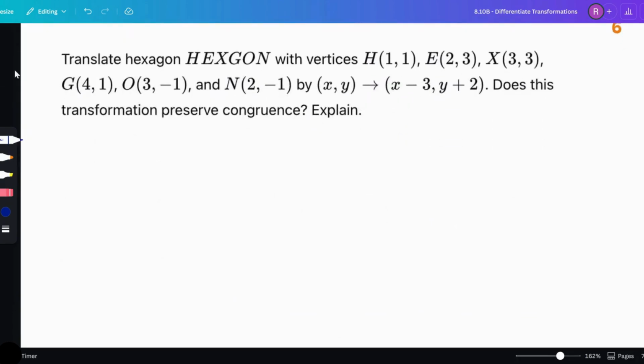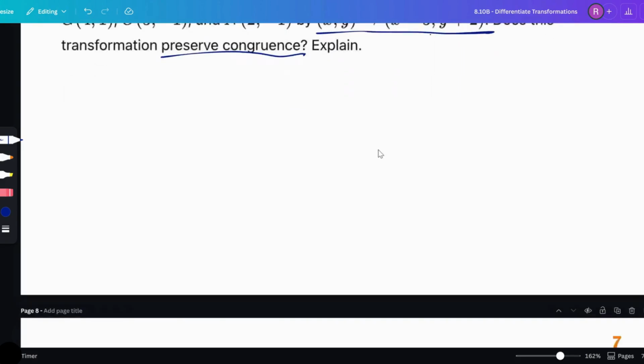Now, translate this hexagon. This one is straightforward with vertices, and you are translating by x minus 2, y plus 2. Does this transformation preserve congruence? Answer this. Translate this by this, and then does it preserve congruence? Even before you translate, you should be able to tell if it preserves congruence or not.